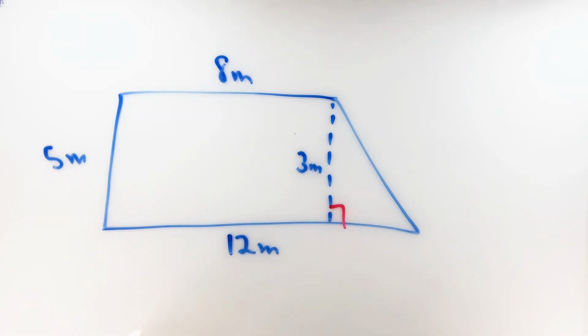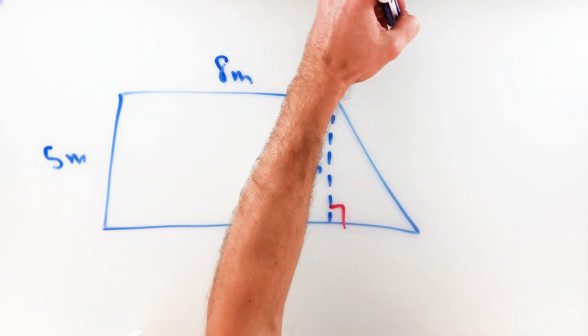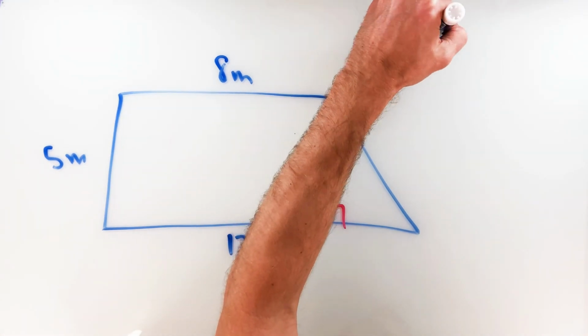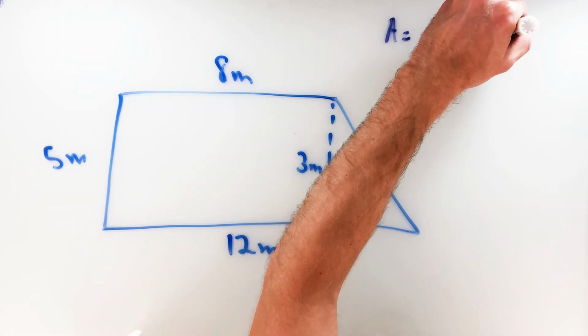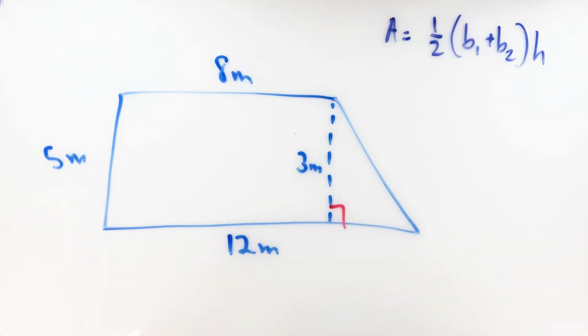If we remember back to our formula for the area of a trapezoid, the area is equal to 1/2 base 1 plus base 2 times the height. That's what we got.